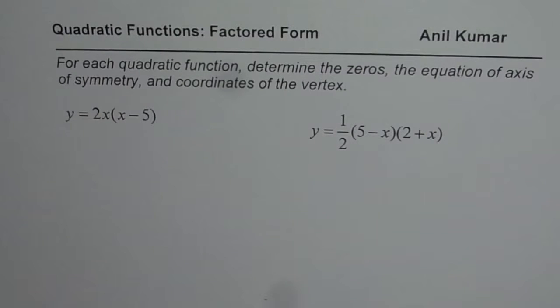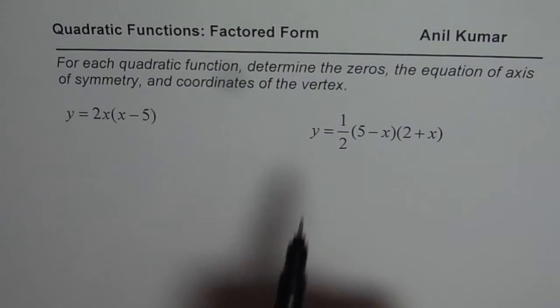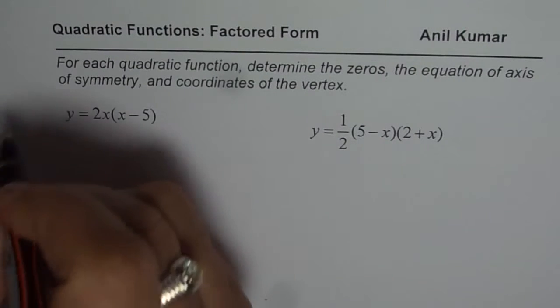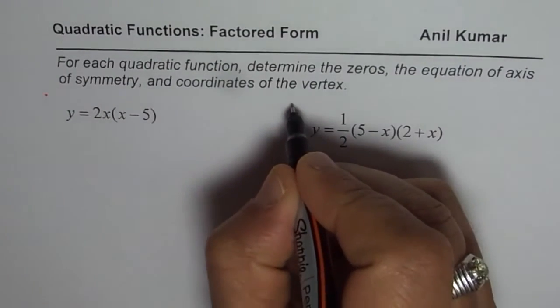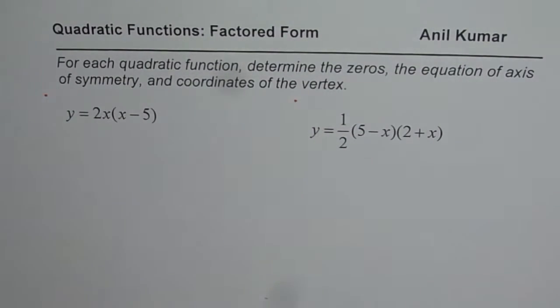I'm Anil Kumar, and in this video we will explore characteristics of quadratic functions when given in factored form. The question for you is, for each quadratic function, determine the zeros, the equation of the axis of symmetry, and the coordinates of the vertex. We have two equations for you. You can pause the video, answer the question, and then look into my suggestion.